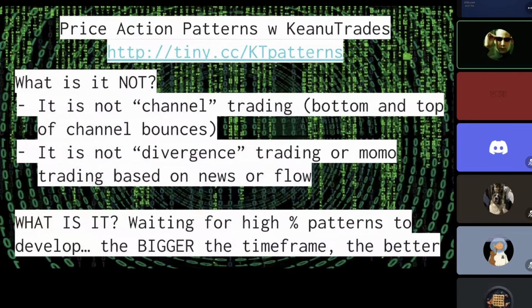So yeah, if you go to this tiny.cc link, it'll make a copy. You will have this, so don't worry about that. This is not channel trading, which Champ doesn't go over that too much. But I know there's a lot of channel trading, which is very profitable, and he does a lot of the divergence trading. But this is not based on any of that.